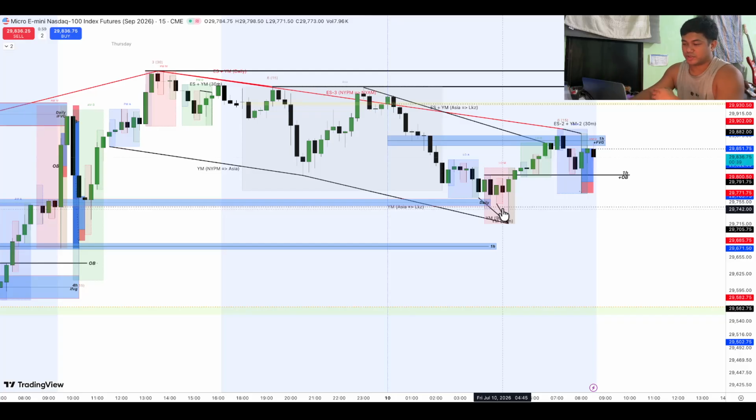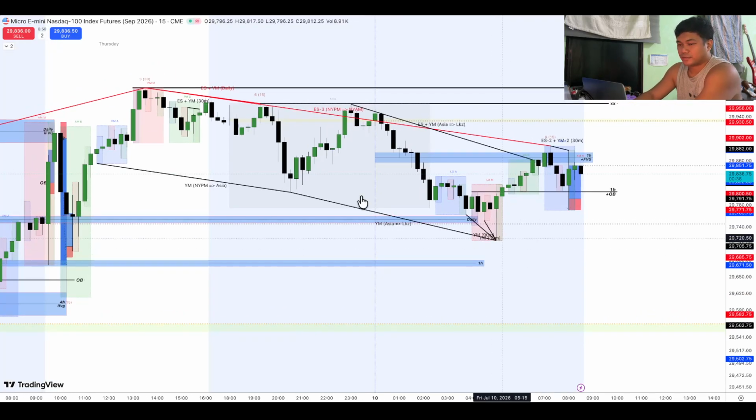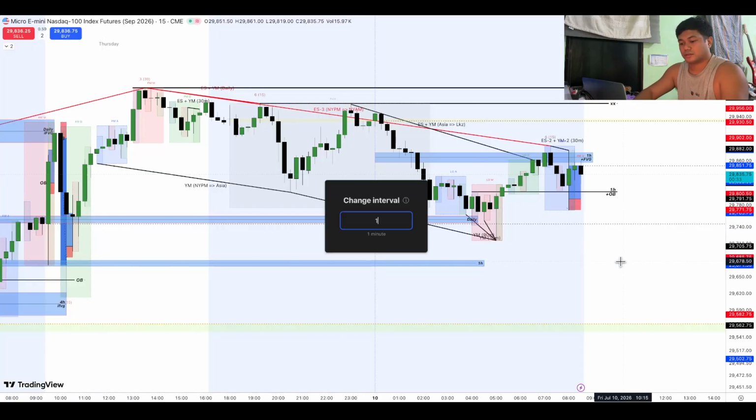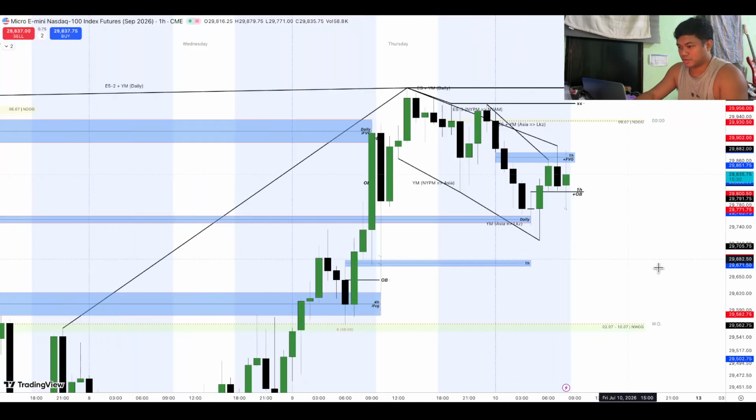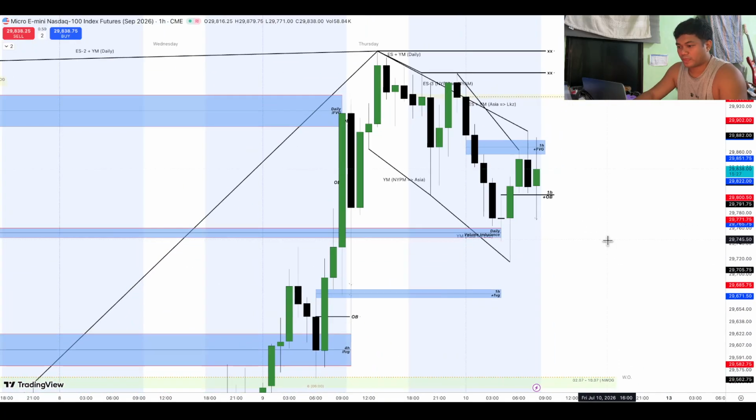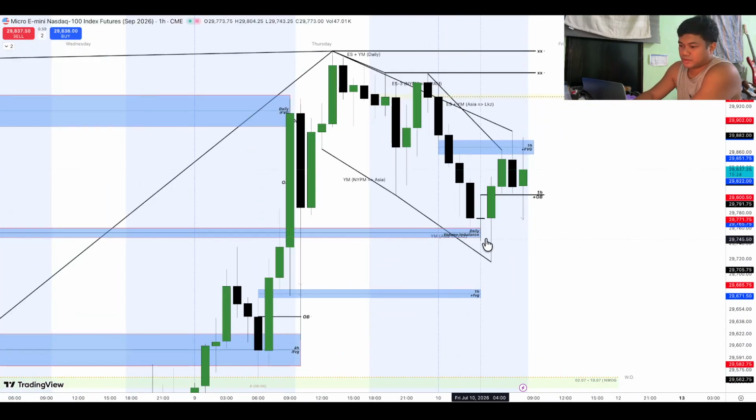It has more credibility. Now, going back, since it's the London session, let's go back to the 1 hour time frame. After price tapped this daily volume imbalance, what price did is that it took some liquidity down here, this one right here, and then price just pushed to the upside, closing above this candle, which is a 1 hour bullish order block.